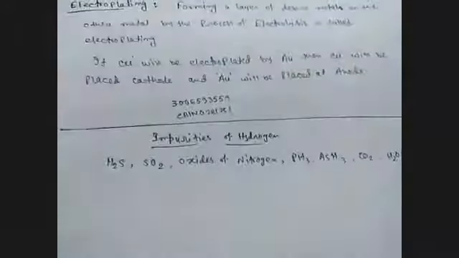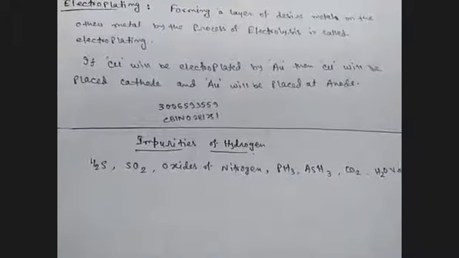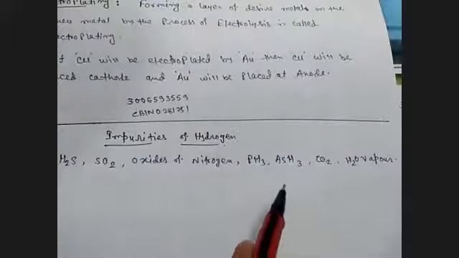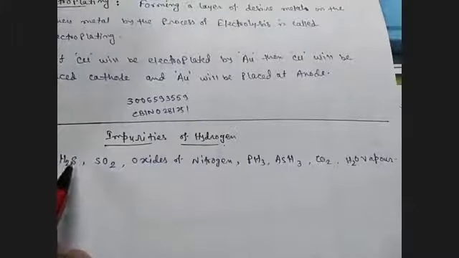Okay, so we need to separate all these compounds, and to separate them, we need to pass that hydrogen through different solutions or different chemical compounds. Different substances will separate different impurities from hydrogen. Like for H2S, we will pass lead nitrate solution, because lead sulfide will be precipitated out.